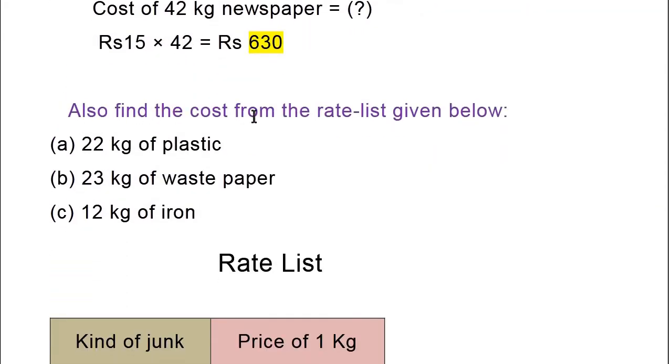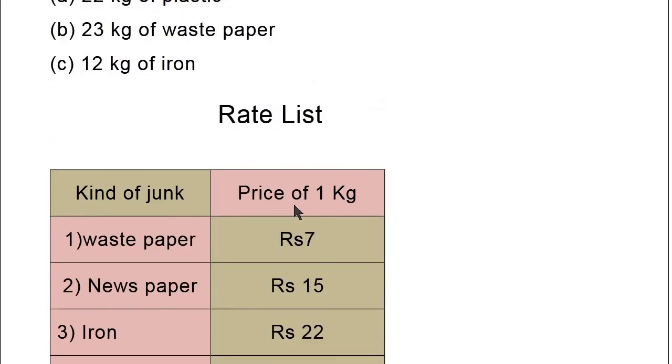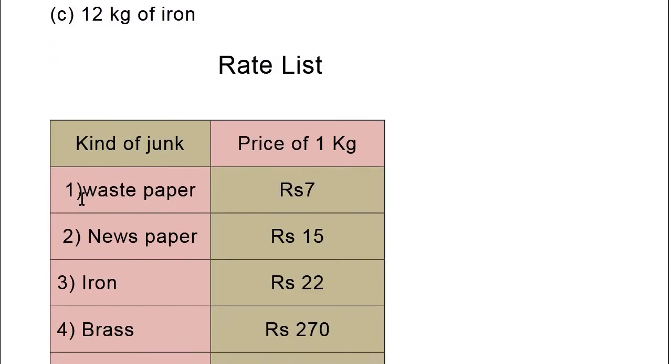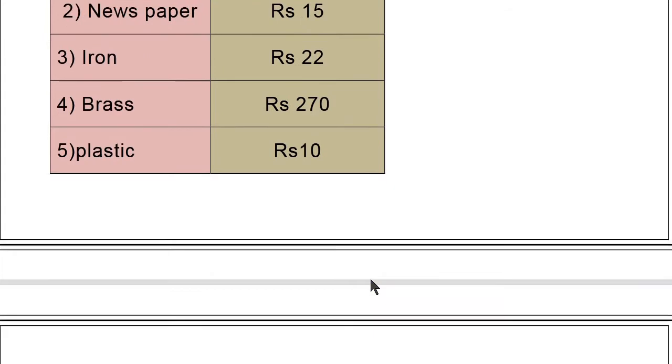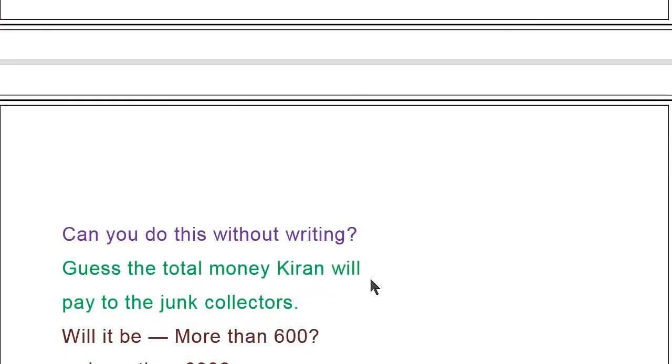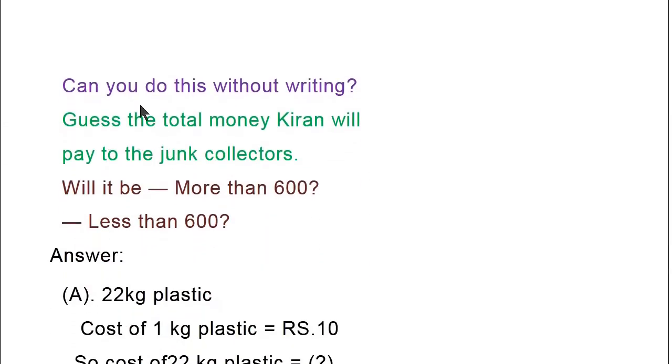Now also find the cost from the rate list given below: 22 kg of plastic, 23 kg of waste paper and 12 kg of iron. So here one rate list is given. Waste paper 7 rupees, newspaper 15 rupees, iron 22, brass 270 and plastic 10 rupees. Now can you guess, without writing, whether the total money Kiran will pay to the junk collector will be more than 600 or less than 600?